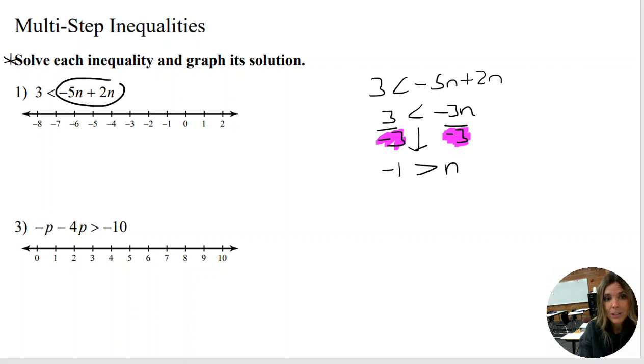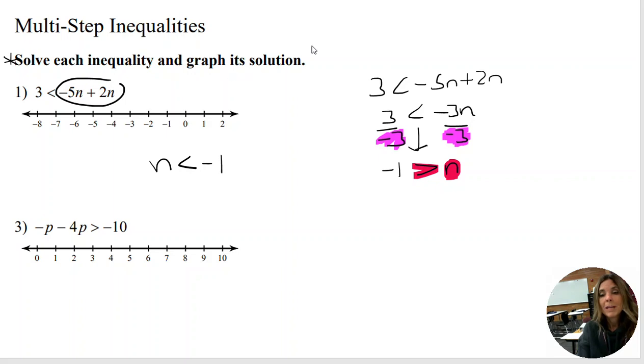But what I want you to notice is that the n is on the less than side, right? This little arrow is pointing to the n. So when I rewrite it, I have to rewrite it as n is less than -1.